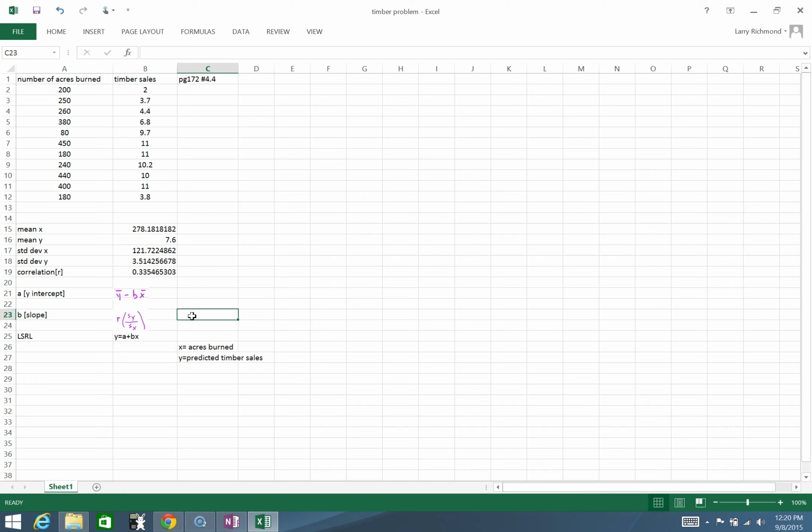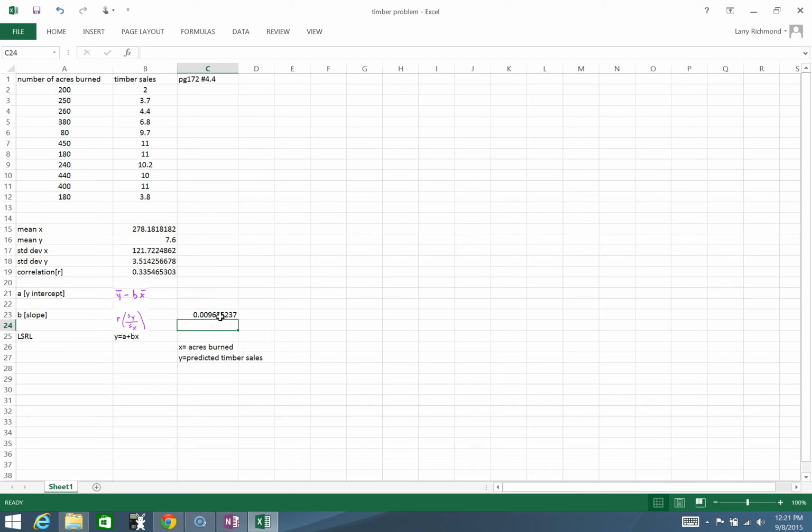All right, so I will say equals, I want r. Well, r is in this cell right here. Simply click on that. Times, Shift 8 for times. And now I'm going to open parentheses, standard deviation of y divided by standard deviation of x. There's my standard deviation of y divided by standard deviation of x. And you see this number is very, very low, 0.009.